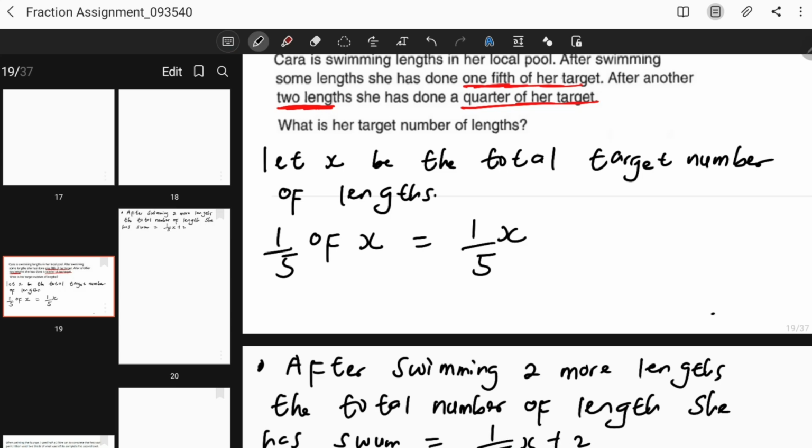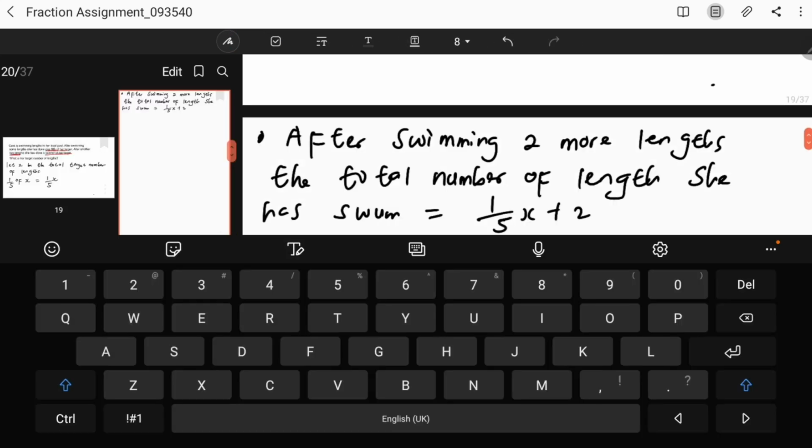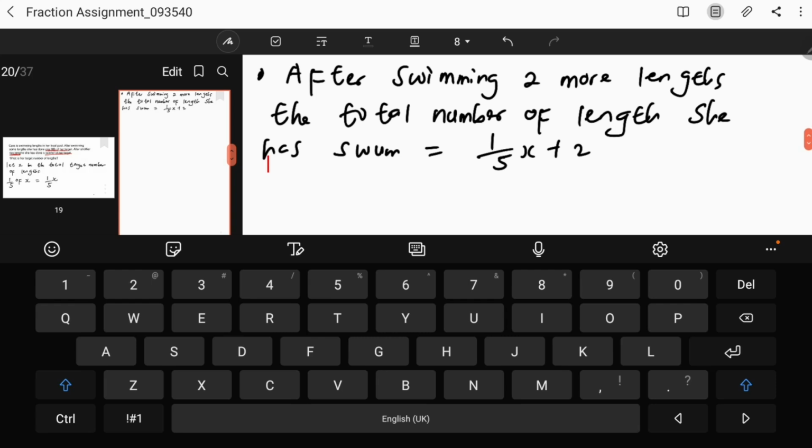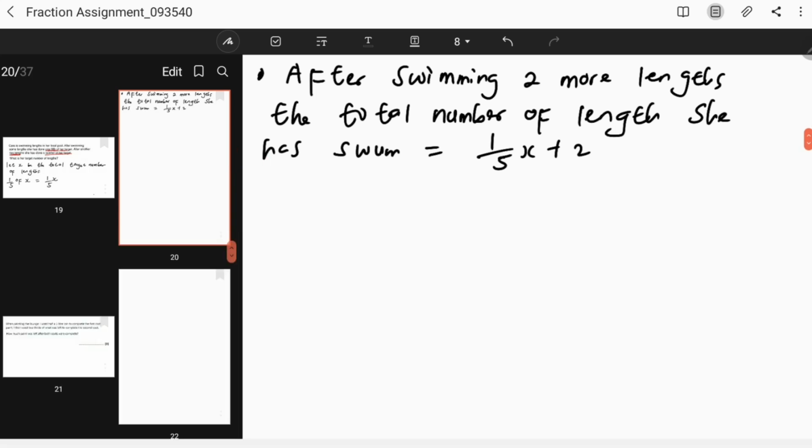Yeah, so that's what we are actually driving at, right? Because the question says after another 2 lengths, she has done a quarter of her target. So the total length now will be 1/5x plus 2. I hope that makes sense. Now let's proceed. The next thing that we'll have is this, which equals 1/4x as stated in the problem.